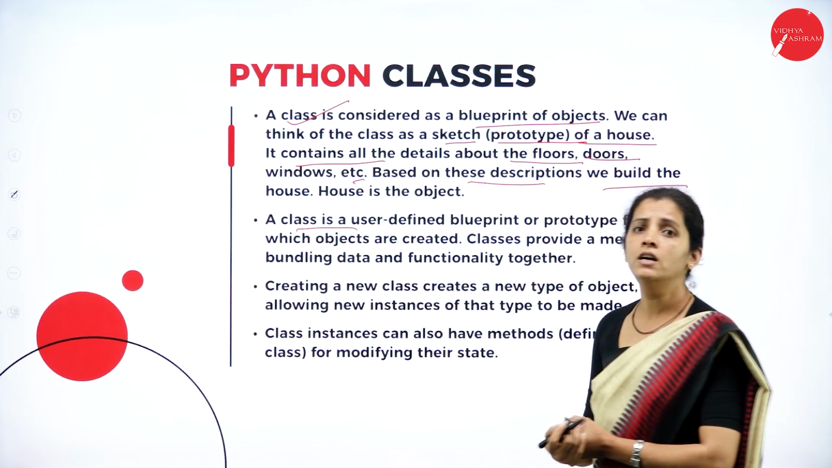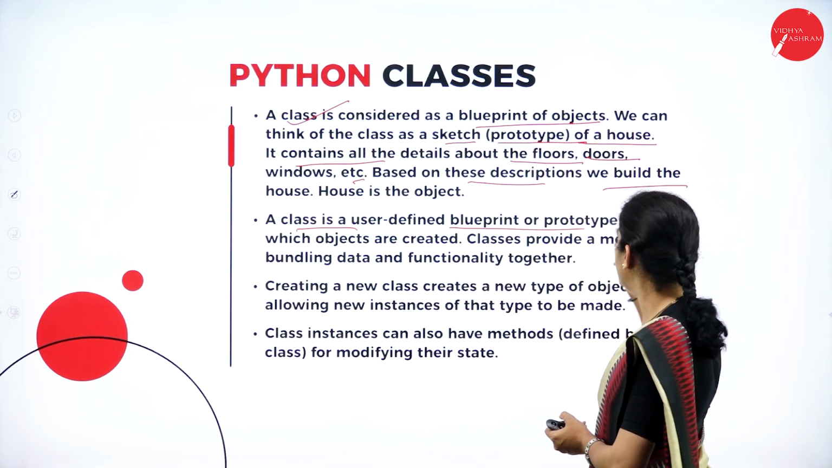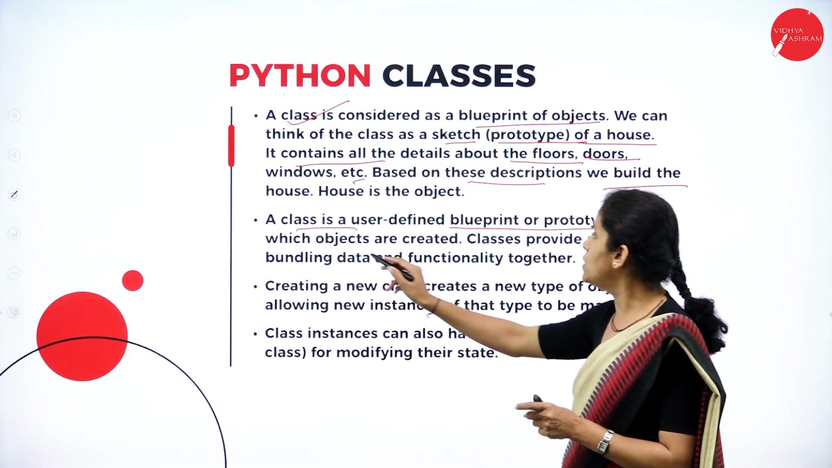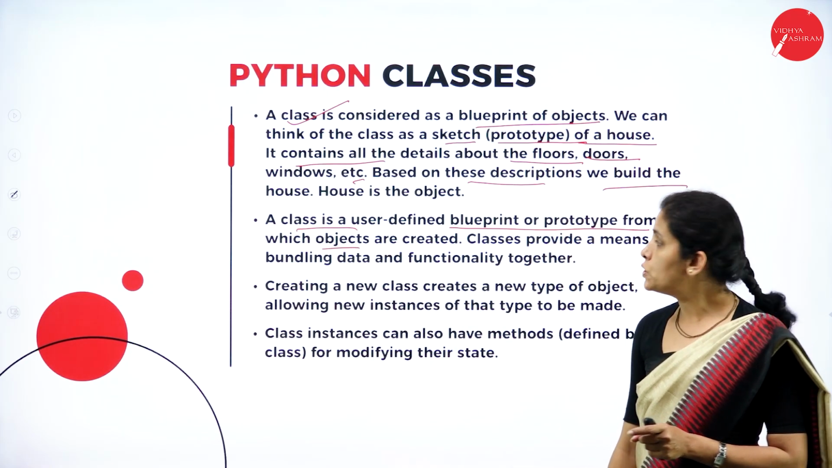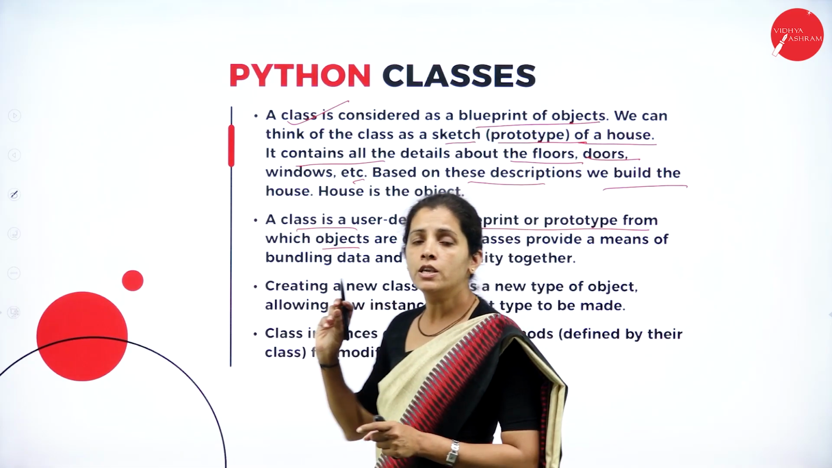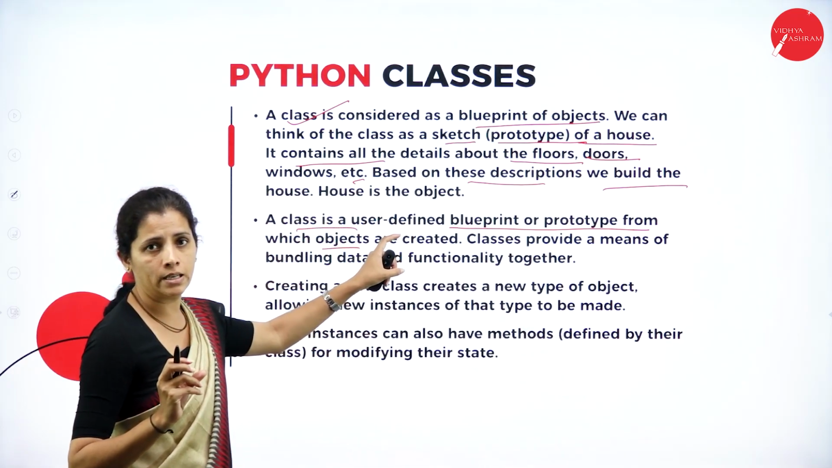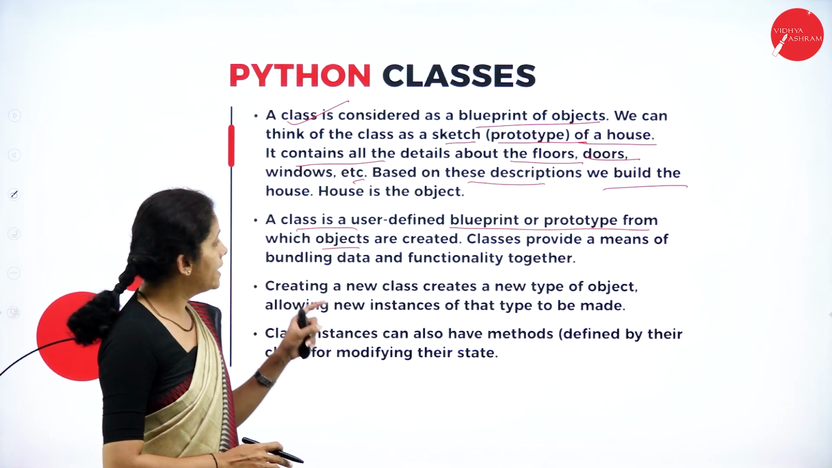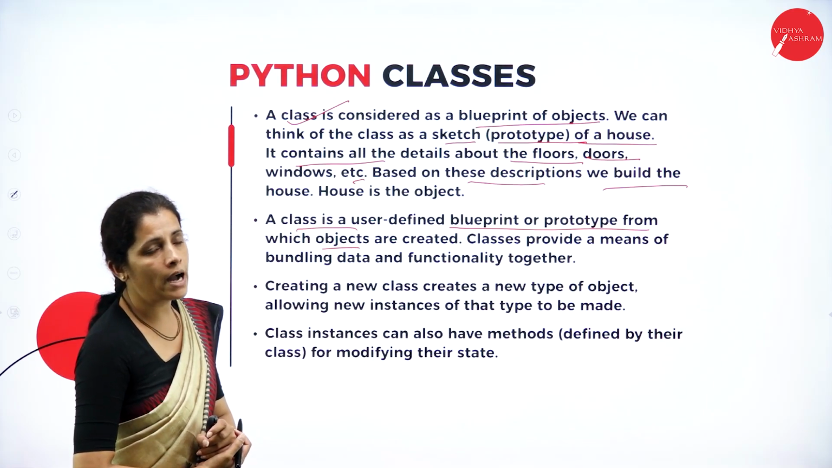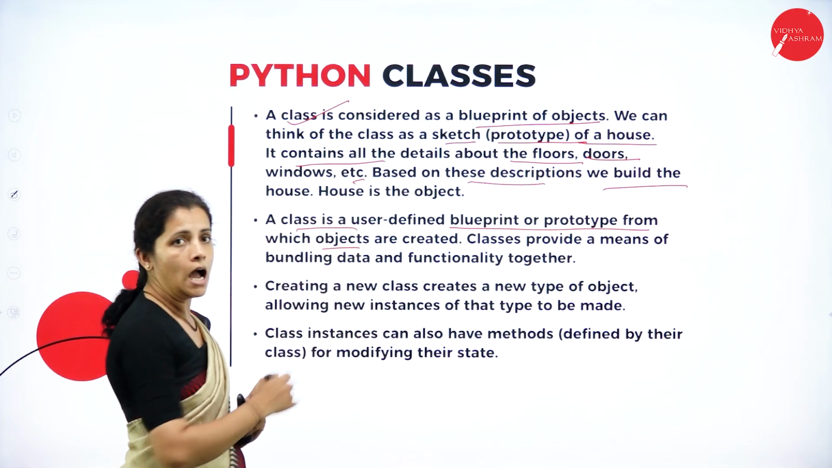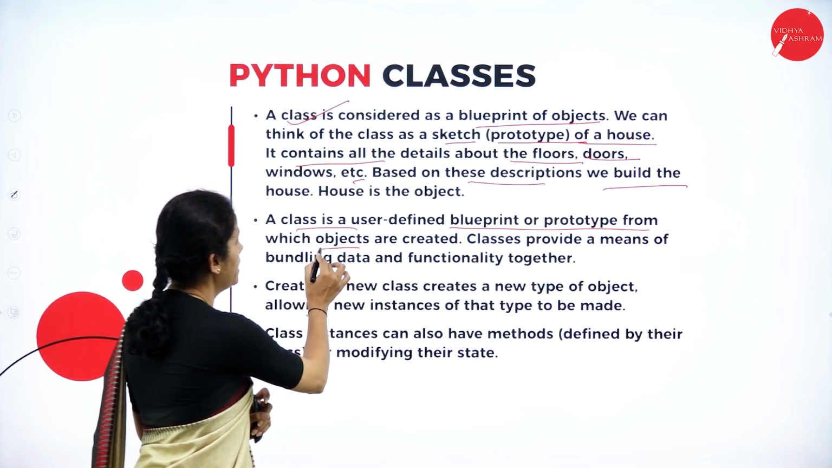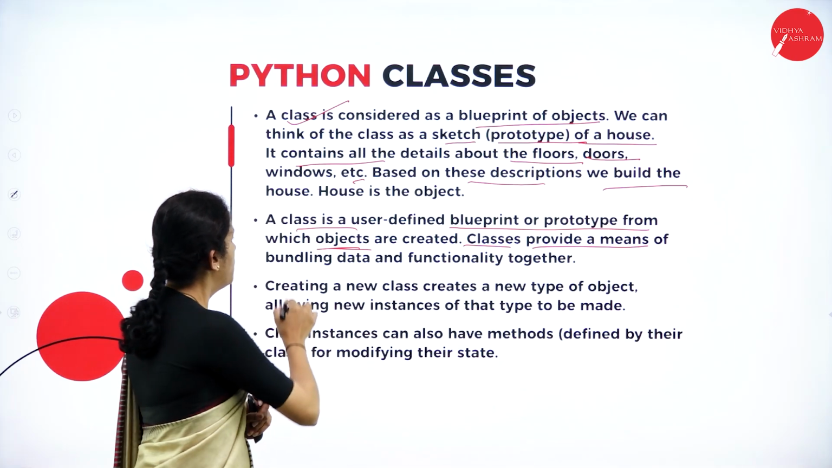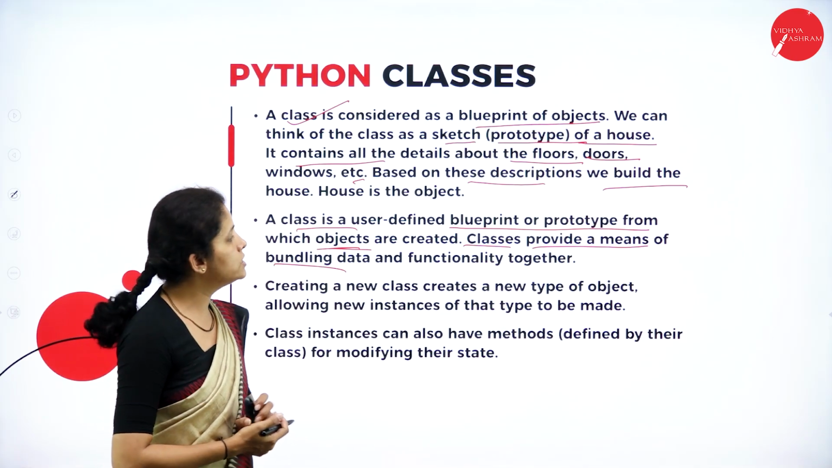A class is a user-defined blueprint or prototype. From a class, we can create an object. So what is class? Class is a user-defined blueprint. Think that I am the user, and if I create the class, that is known as a user-defined class. For that class, if I create the object, classes provide a means of bundling data and functions together.